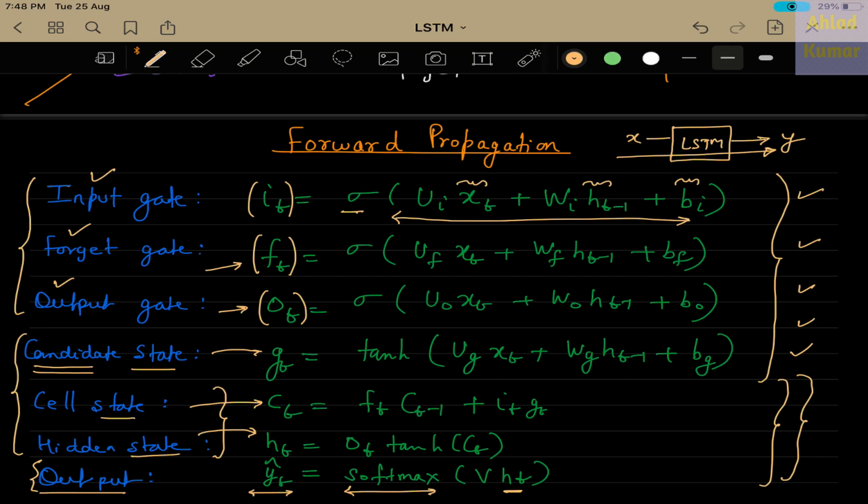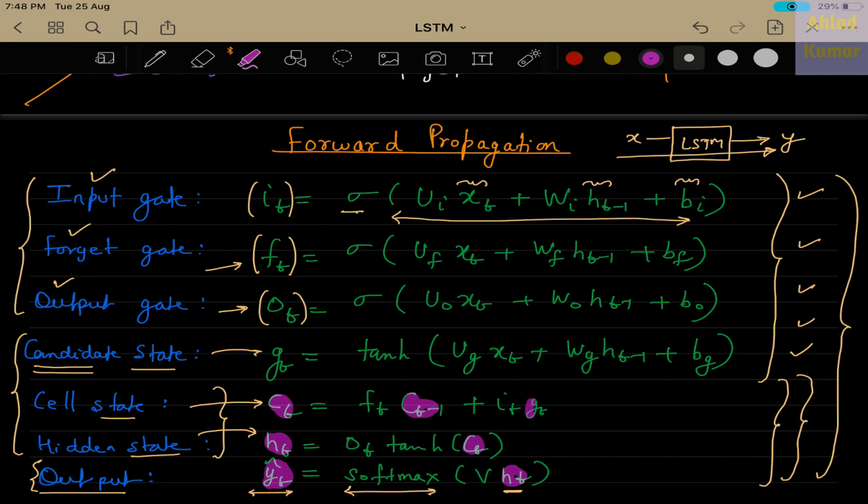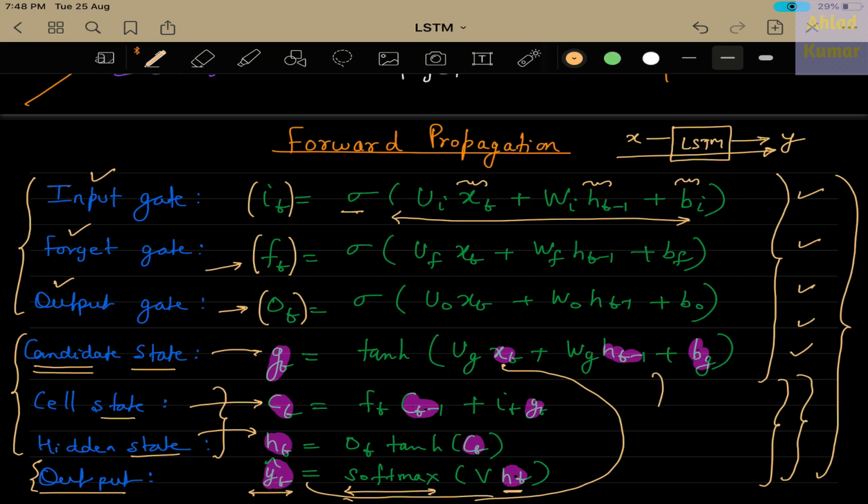That flow of information you can see here also in these equations. You have this output yt here, and this yt is a function of ht. This ht again is a function of ct, and then ct is a function of ct minus 1 and gt, and gt is again a function of xt, ht minus 1 and bg. So now you can see how the input that is present over here is propagating to the output y hat t through this set of equations.